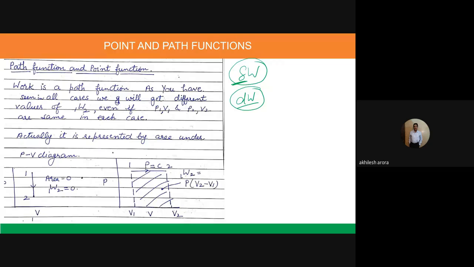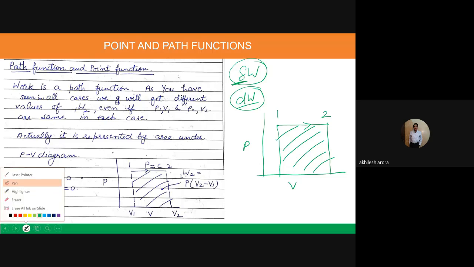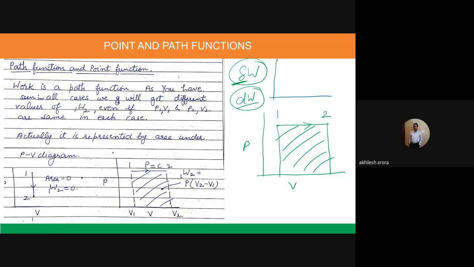You have just seen that the work transfer in each of the processes is different. It is not depending only upon the initial and the final states. For example, if I have started the process from point 1 and go along this line to point 2, then this is the area which represents the work transfer for a constant pressure process. If I go for, let us say, a constant temperature process, then this is the area under the curve which represents the work.